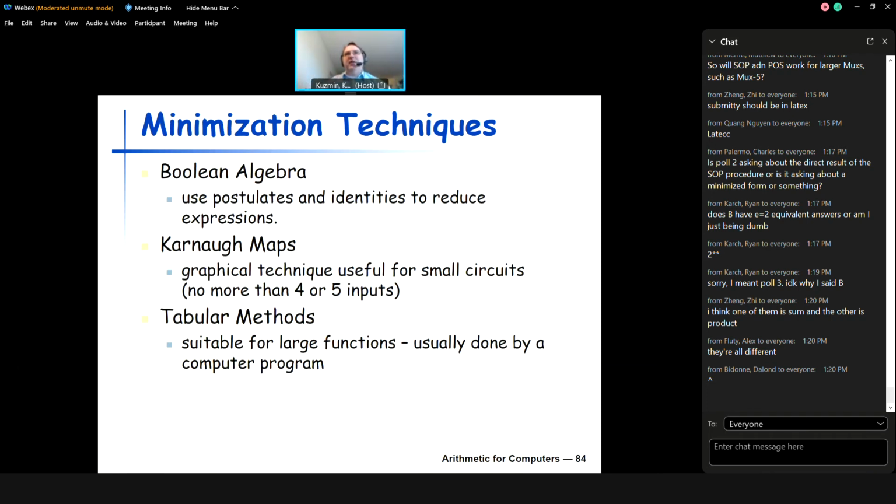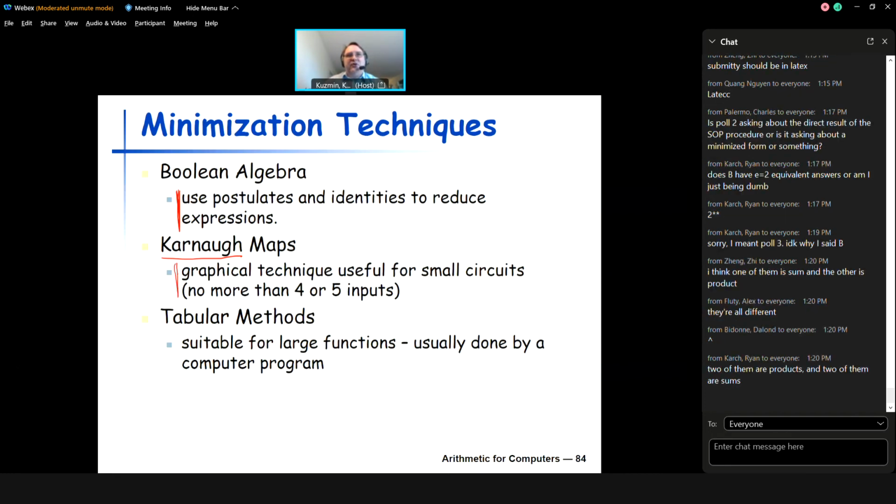There are three major approaches to minimization. First is Boolean algebra, right? Use axioms, postulates, identities, laws to reduce expressions. This is something that we have already done. Then the second method is K-maps or Karnaugh maps, right? Karnaugh is the name of the person who came up with this idea. So this is something that we will cover right now.